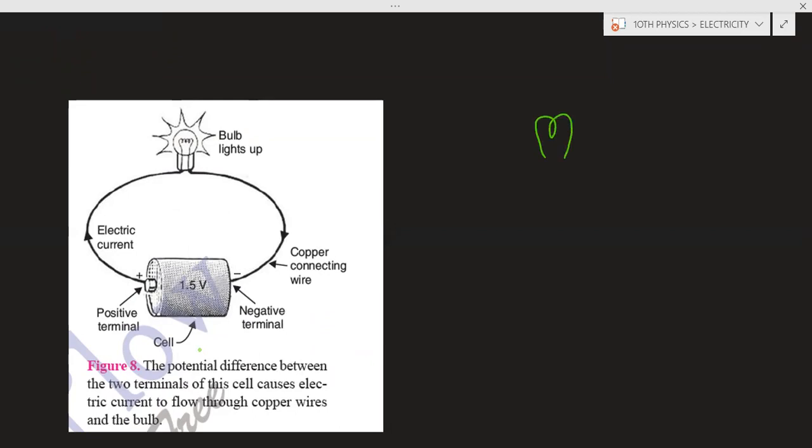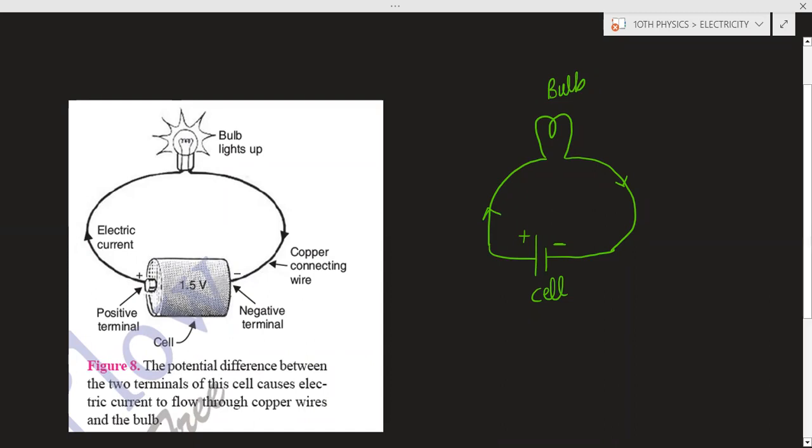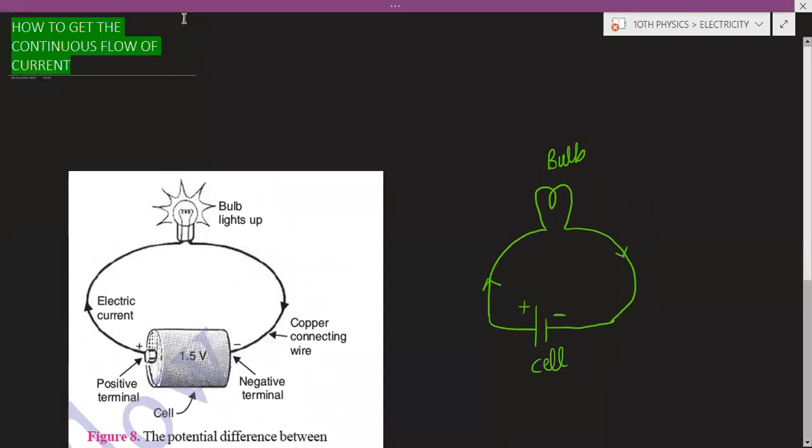This is the bulb and this is the wire. Suppose this is the wire, and here the battery is connected like this. This is a positive terminal, this is a negative terminal, and here a cell is connected. This is negative, this is positive terminal, and this is the bulb, and the current is flowing like this. Please note this down.